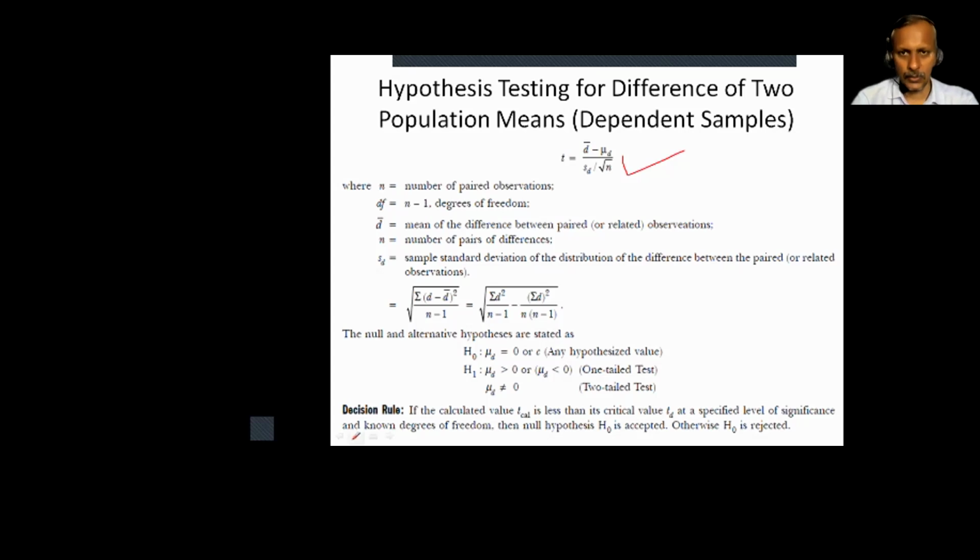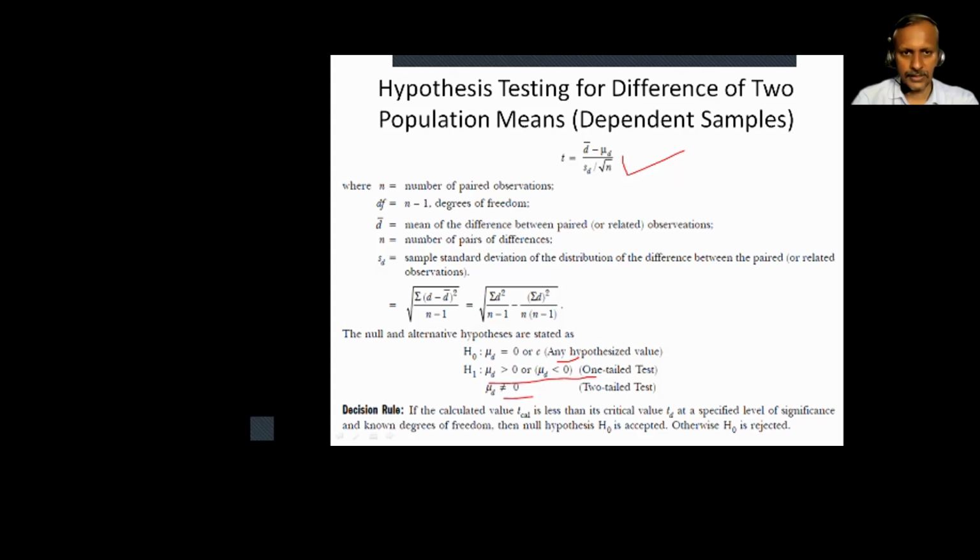So here our decision rule is for accepting or rejecting the null hypothesis. H naught says that mu d is equal to 0, which means again there is no difference. Then H1 says that mu d is either greater than 0 or less than 0 in a one-tailed t-test, and in a two-tailed test it is not equal to 0, similarly as we have seen for the previous example.